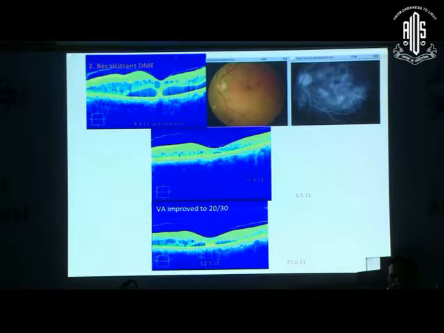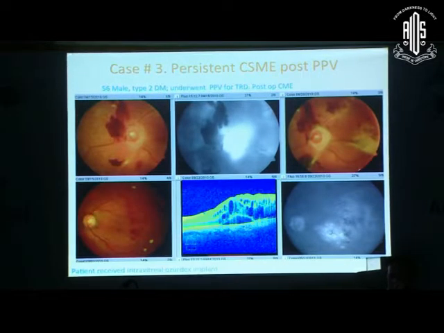The second indication is recalcitrant macular edema, which means you have given laser, you have given multiple anti-VEGF, you have taken care of their systemic control, but still nothing is working. Before you decide on vitrectomy for a non-tractional DME, steroids do help in resolving some of these cases.